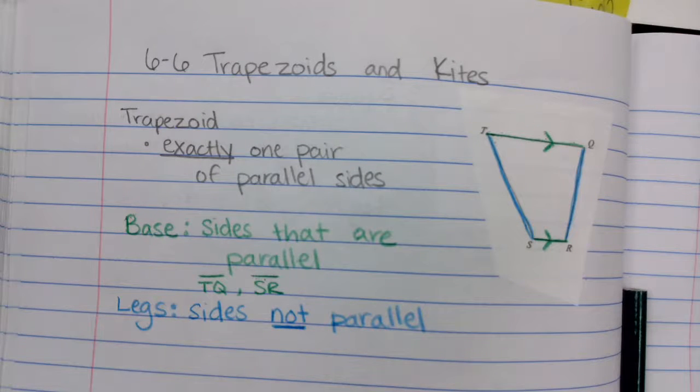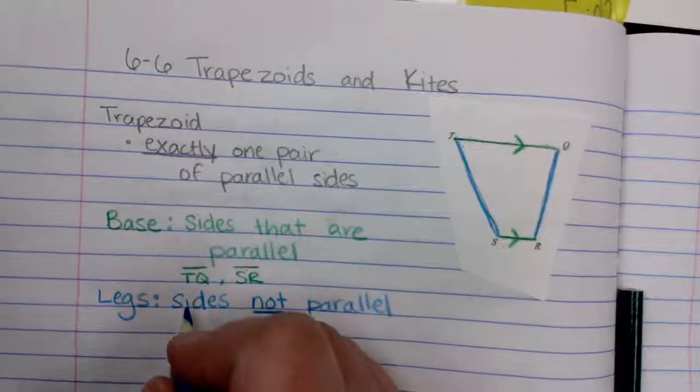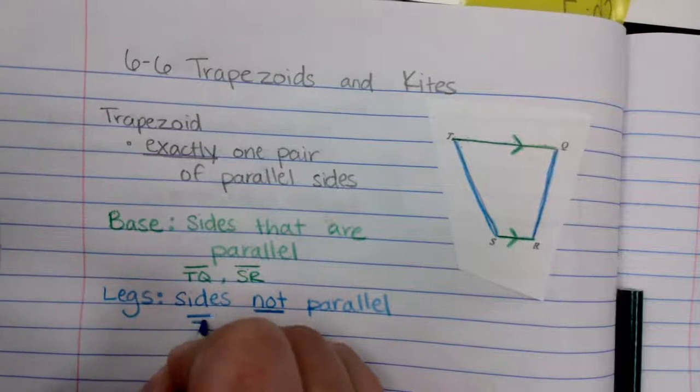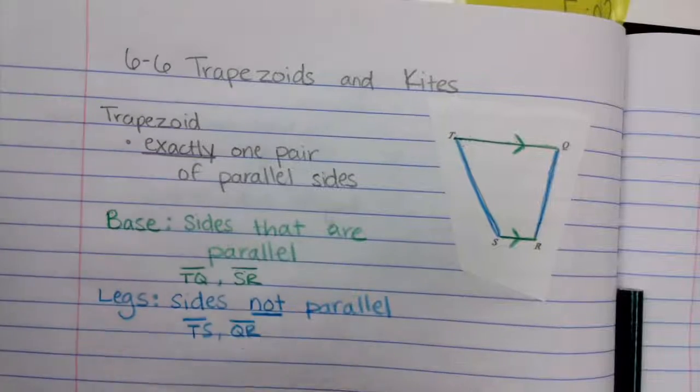Alright, so in this case, what are our legs? TS and QR. Or ST and RQ. You can put them in any way.